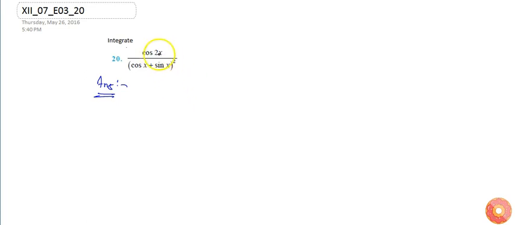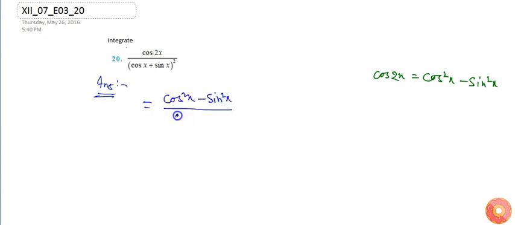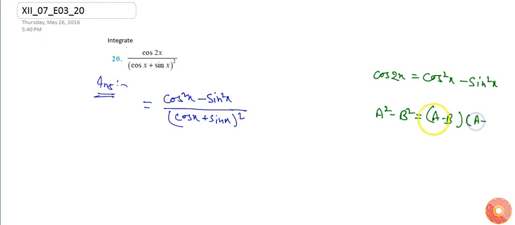So I know that cos2x can also be written as cos square x minus sin square x. So if I use the formula here, I'll get cos square x minus sin square x divided by cos x plus sin x whole square. And from an initial formula of algebra, which says a square minus b square can be written as a minus b multiplied by a plus b.